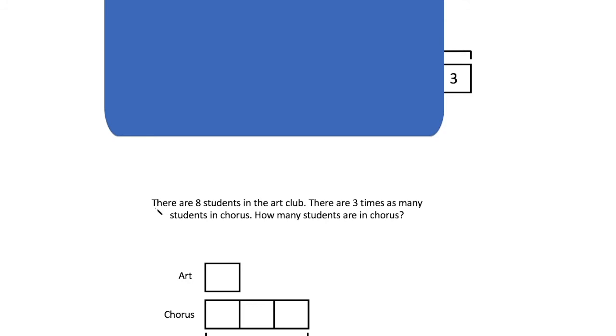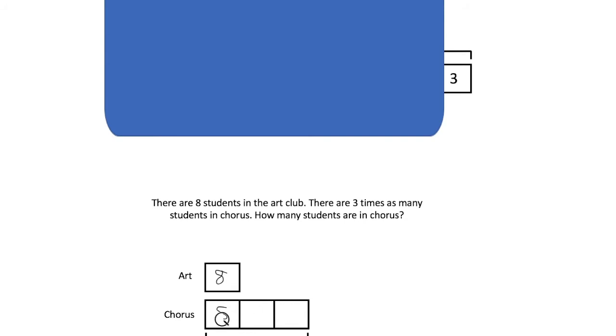Our problem says there are 8 students in the art club. There are 3 times as many students in chorus. How many students are in chorus? So we have to begin with what we know. And what we know is how many students are in art club. Our problem says that there are 8 students in art club. And then it says that there are 3 times as many students in chorus. And that's why we have 3 boxes for chorus.